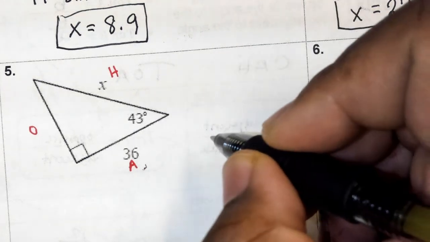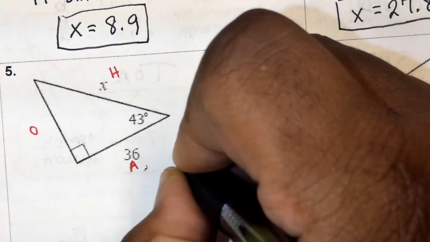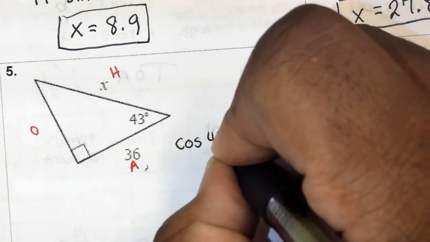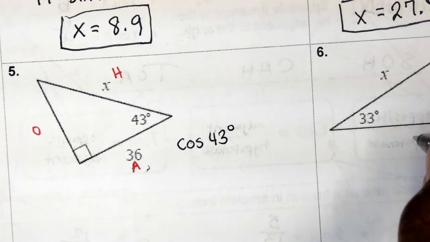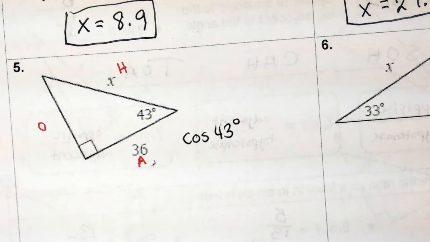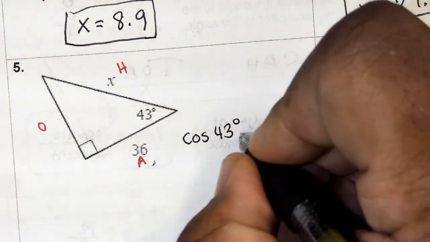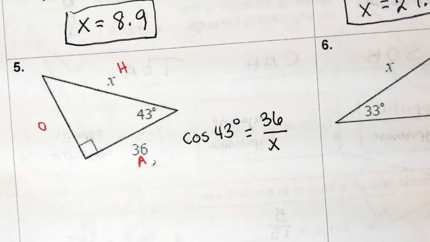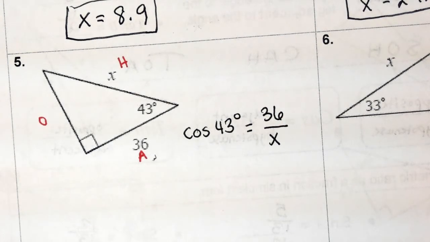Oh, you might need me for this too, and I don't know if you're ready yet. Cosine of what degrees equals what over what? Equals X over 36. What does your foldable say? Oh wait, it would be 36 over X. Alright, so this is one where we have the X on the bottom.